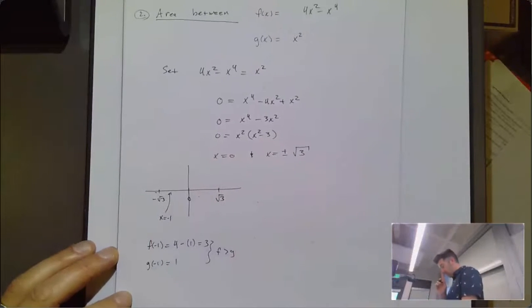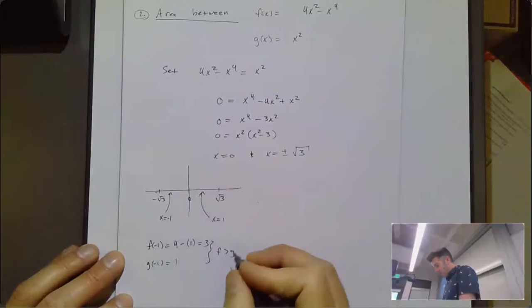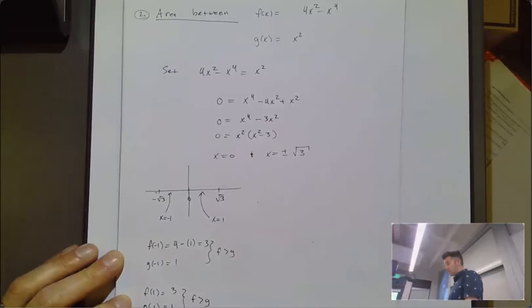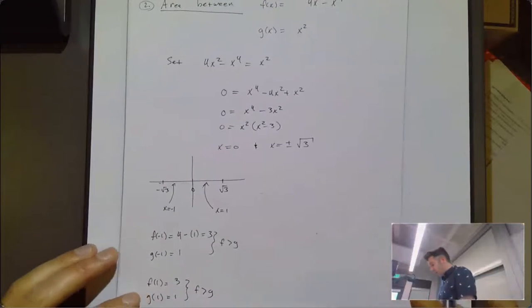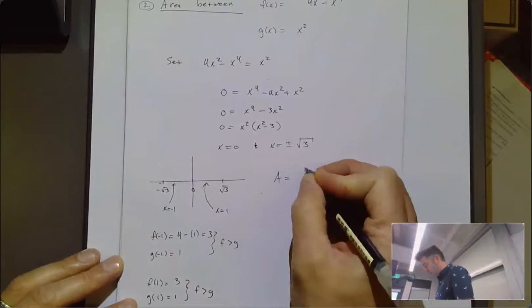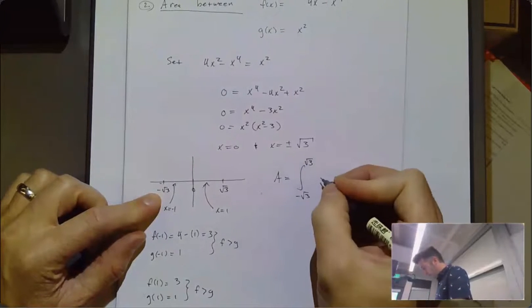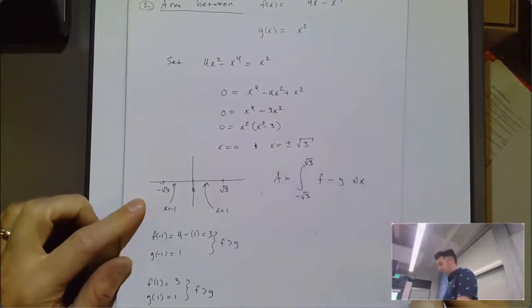And then we're going to do the same thing in this interval here, x equal to 1. f of 1 is also 4 minus 1, which is 3. And g of 1 is also 1. And again, we get f bigger than g here. So in this particular instance, f is always on top. So we don't actually need to use two integrals. We can say the area is just going to equal the integral from -√3 to +√3 of f minus g, because f is the bigger function.